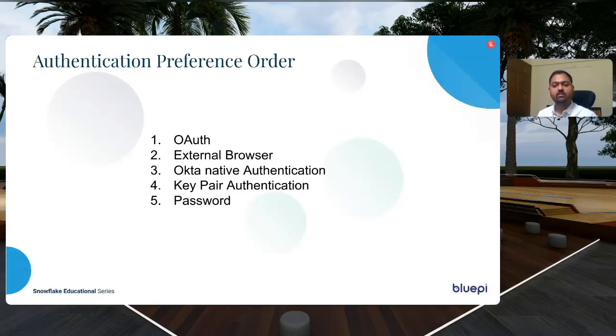Key pair authentication is mostly used for service account users since this requires the client application to manage private keys. Password should be the last option for application that doesn't support any of the above options. This option is commonly used for service account users connecting for third-party ETL applications.